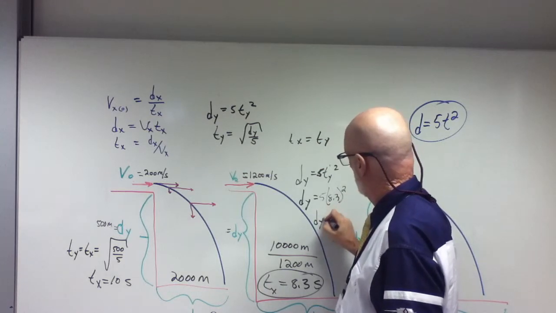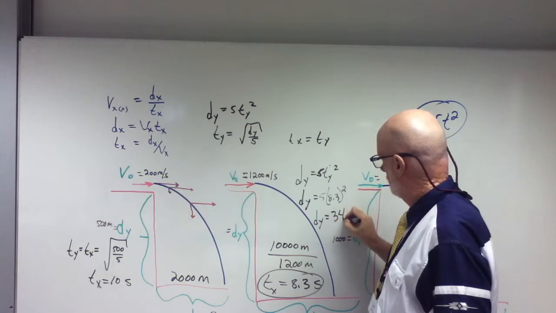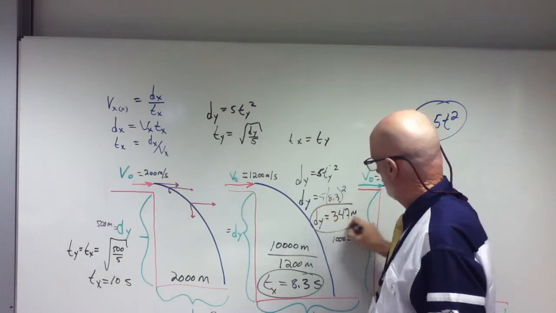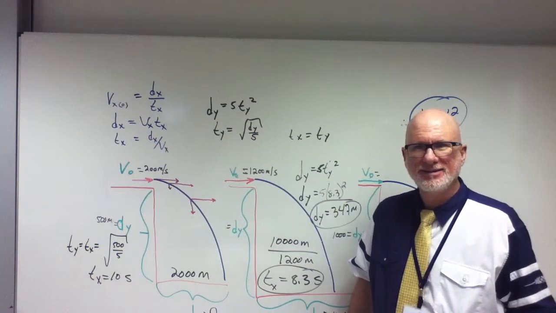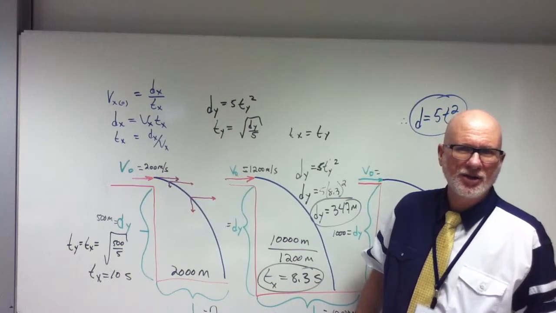347.2. Close enough. Yes? 347. Is everybody okay with this? Melissa, how you doing over there? You doing all right? Good.